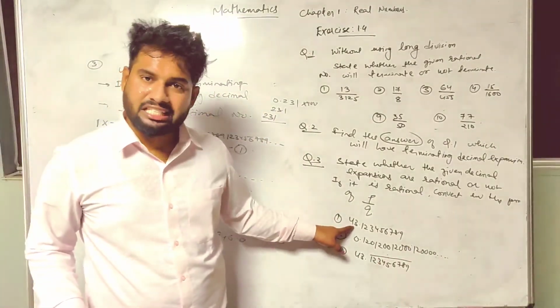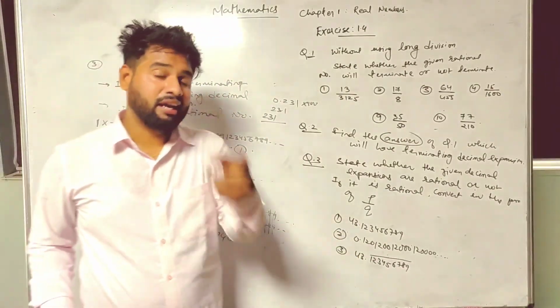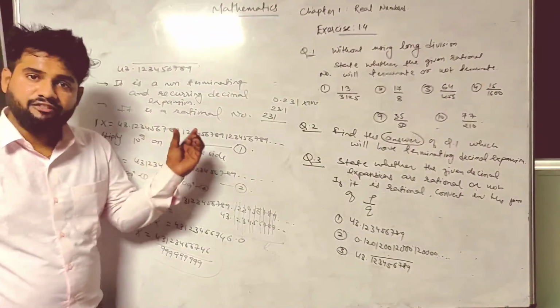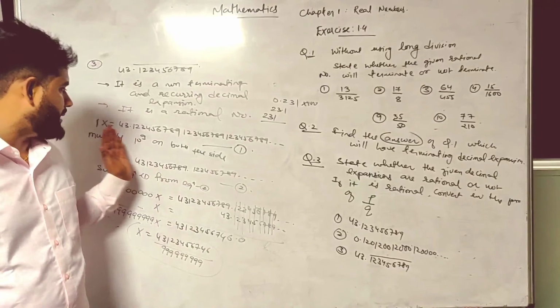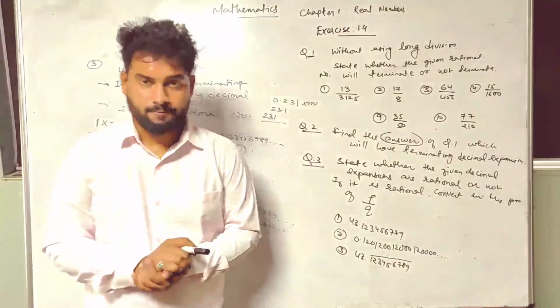So here you can easily convert. And for such kind of numbers, where non-terminating and recurring decimals are there, you have to call it x, and after whichever digit your number is repeating, that many times you have to multiply by 10, and you have to do the subtraction, right?